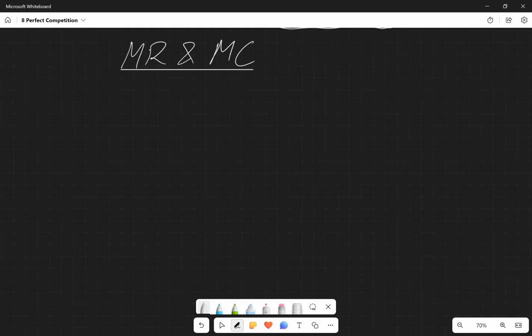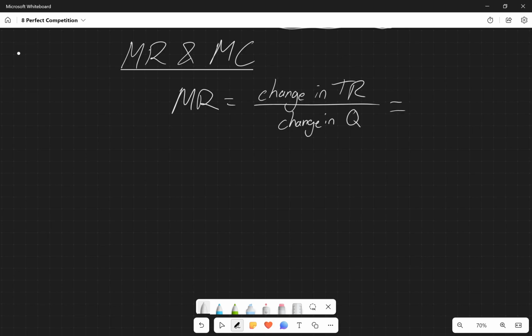So an incredibly important concept in economics is the concept of marginal revenue and marginal cost. Marginal revenue, abbreviated as MR, is equal to my change in my total revenue divided by my change in my quantity. The way that we also represent this is we use a delta. Delta just means change.